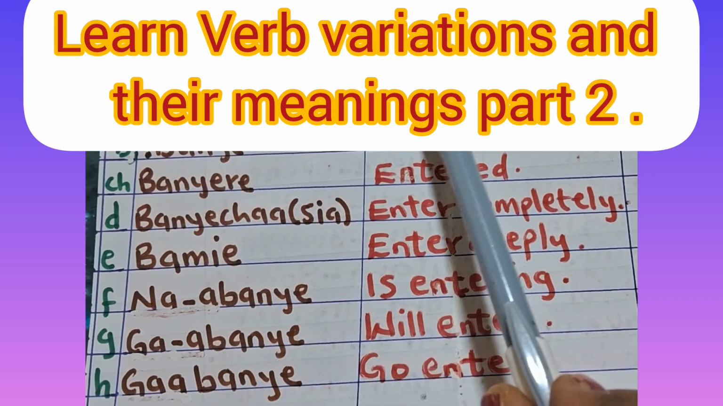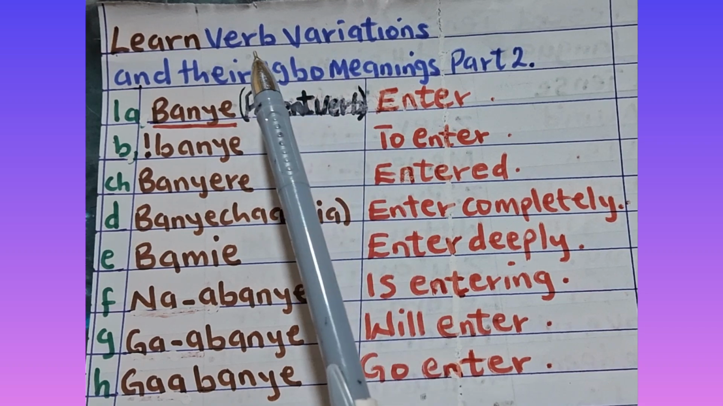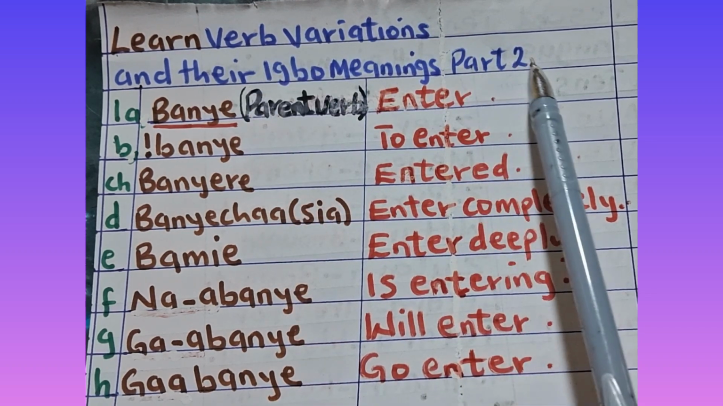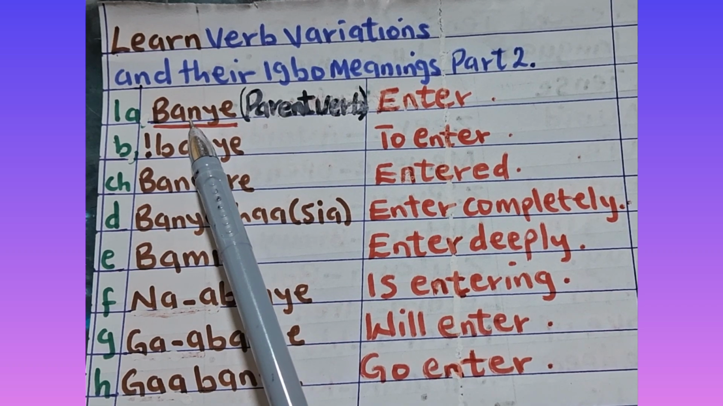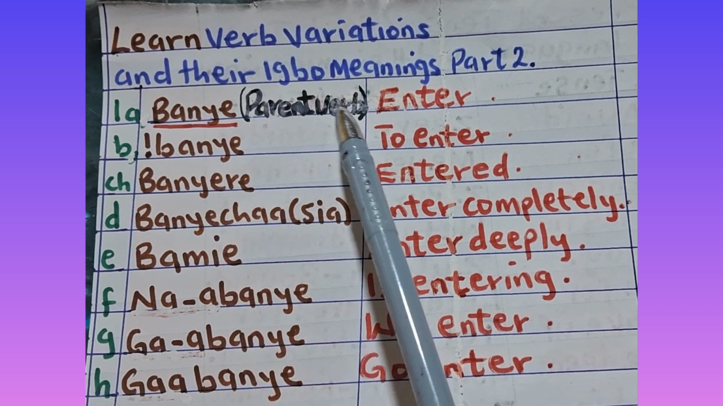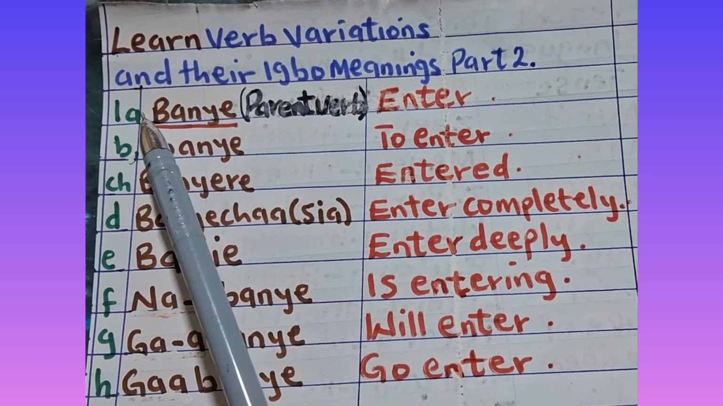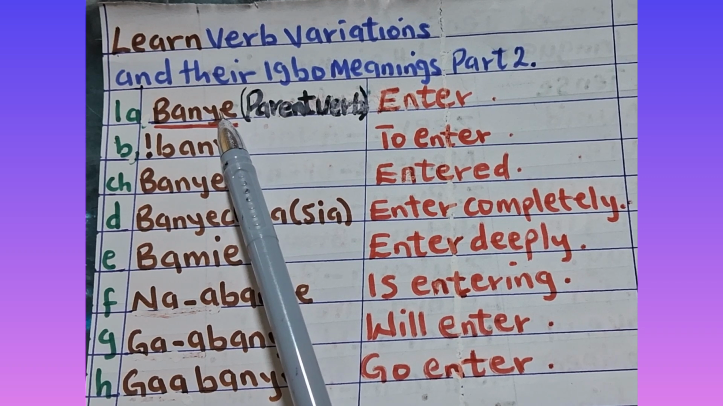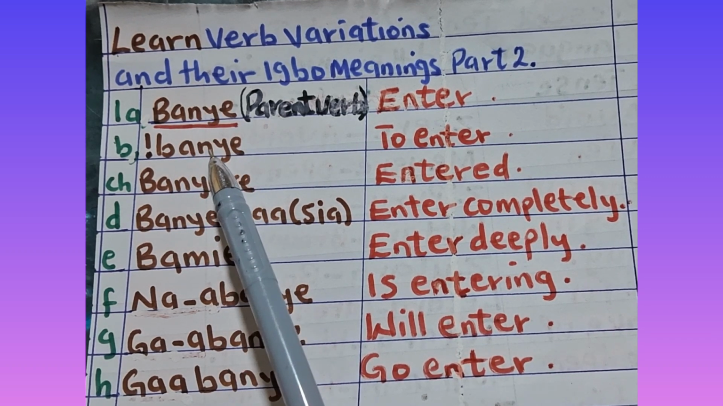Learn verb variations and their Igbo meanings, part 2. Last time we learned about verb variations, part 1. This is part 2 of it. This is our parent verb. We underlined it. Banye, parent verb. Banye means enter. We are going to be putting either prefix or suffixes to this banye, parent verb, to make this banye vary to another meaning.